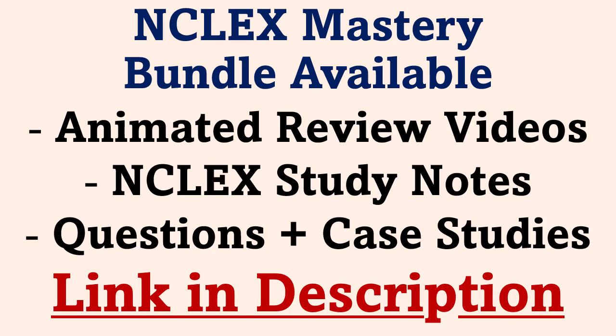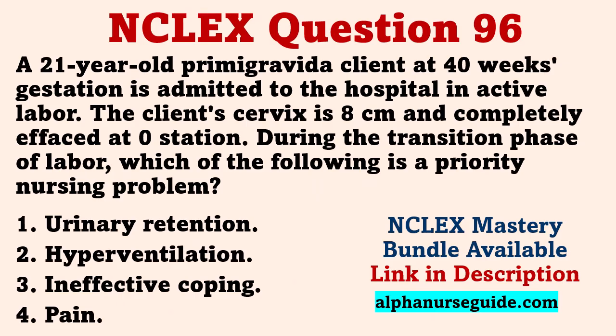Back to the questions. A 21-year-old primigravida client at 40 weeks gestation is admitted to the hospital in active labor. The client's cervix is 8 centimeters and completely effaced at 0 station. During the transition phase of labor, which of the following is a priority nursing problem? 1. Urinary retention. 2. Hyperventilation. 3. Ineffective coping. 4. Pain.